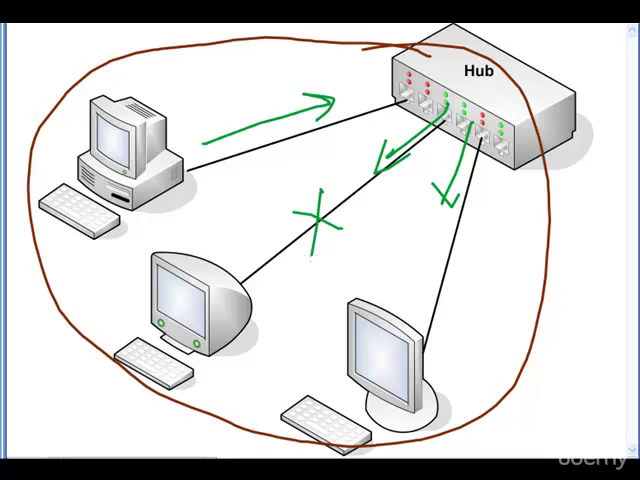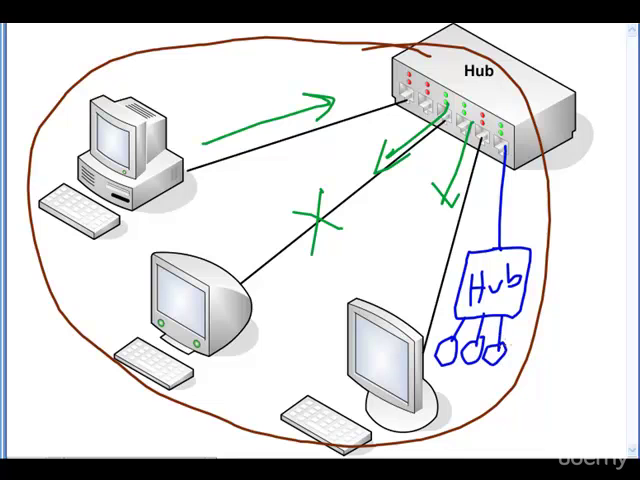If you were to add another hub to this hub, say your network is growing, then every device on this new hub is also in one collision domain. And since these two hubs are connected to each other, they're both in the same collision domain. So all you've done is add more devices to the same collision domain. Okay, so hubs, a single collision domain.